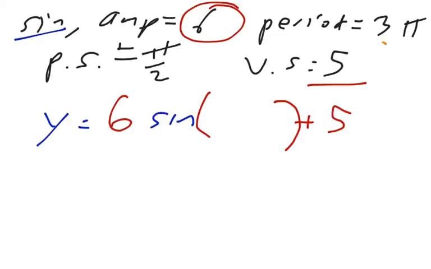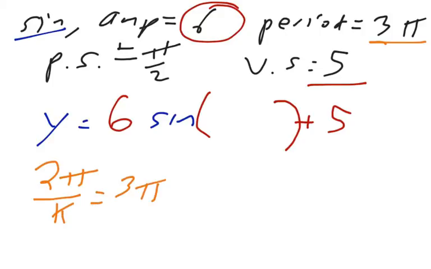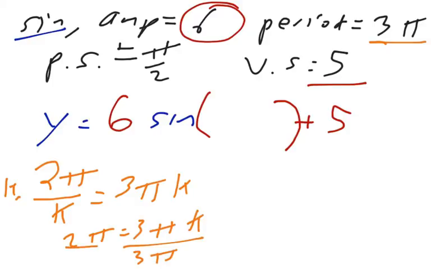Now we're going to work with the period of 3 pi. 2 pi divided by k has to be equal to 3 pi. When I multiply both sides by k, 2 pi equals 3 pi k, divided by 3 pi. Pi's cancel, the 3's cancel, and so we have 2/3 theta.